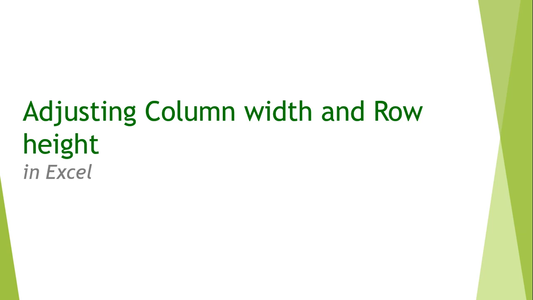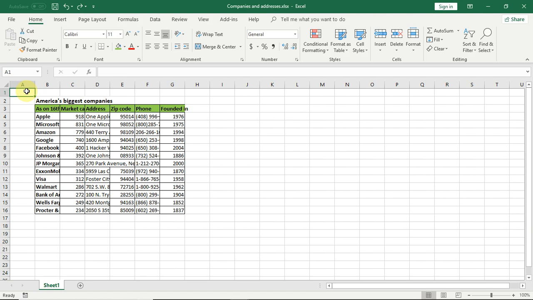Sometimes you might find that the cells are not wide or tall enough to display their contents. In this lesson, we're going to learn how to adjust the width of columns or rows. I've got a table here which shows the contact information of a few companies, but you cannot properly see the contents of the table because the columns are not wide enough.